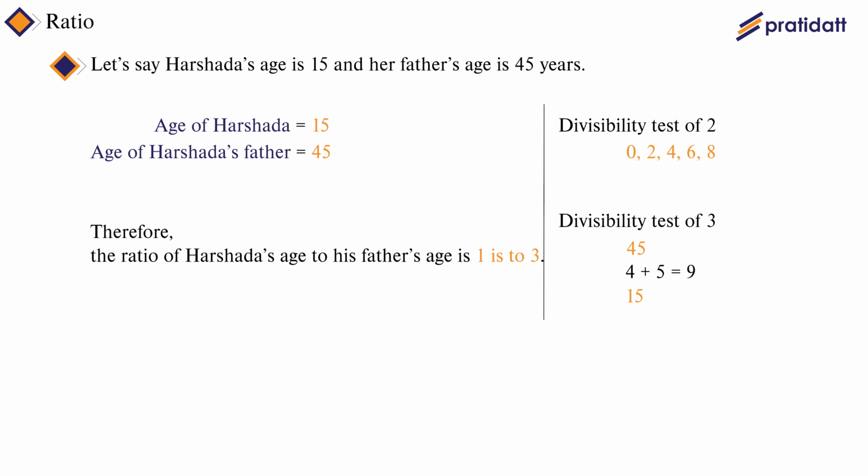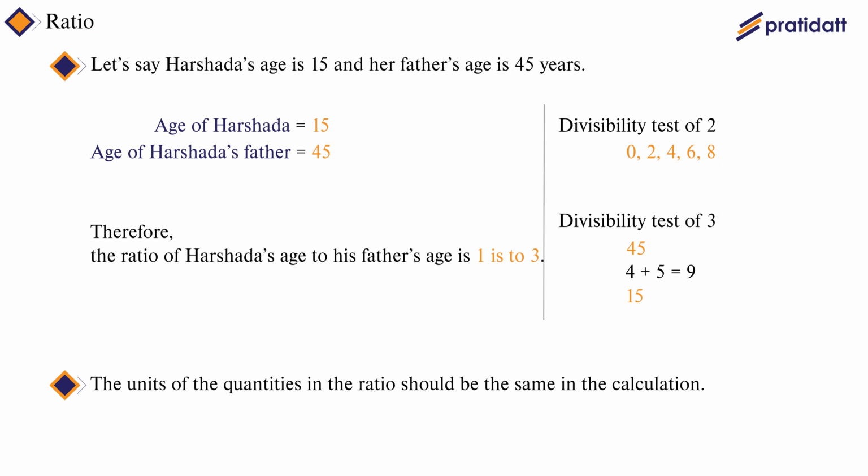Before going towards proportion, remember a point about ratio. The units of the quantities in the ratio should be the same in the calculation. In our example, the unit is years. That is, we have measured the age in years. In some scenarios, the units of age may be in months, days, or any other. Now that you have understood the concept of ratio, we will go towards proportion.